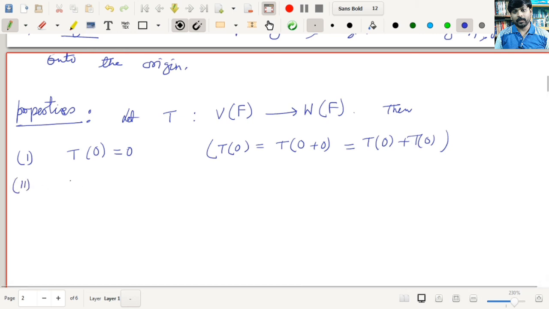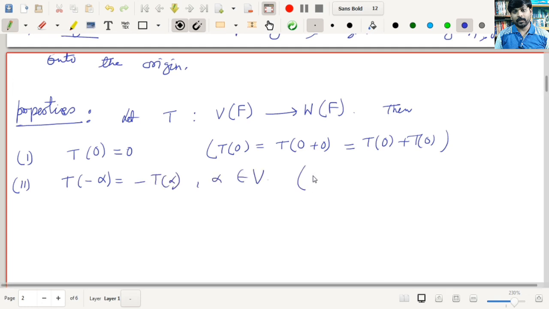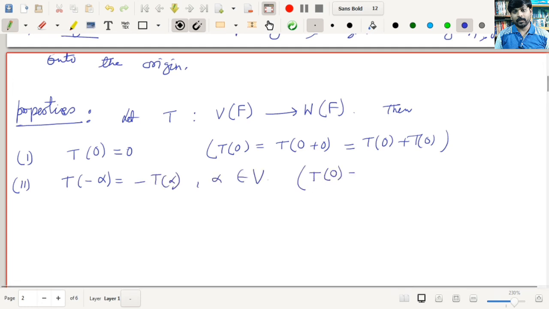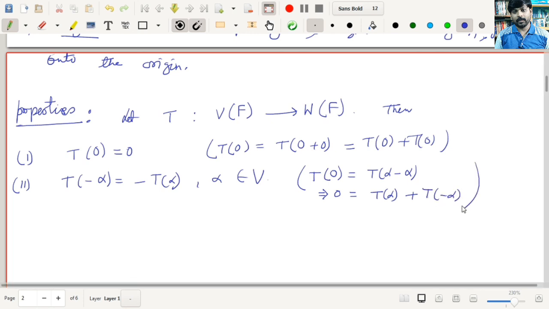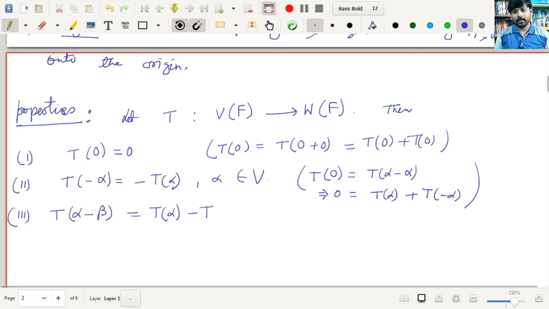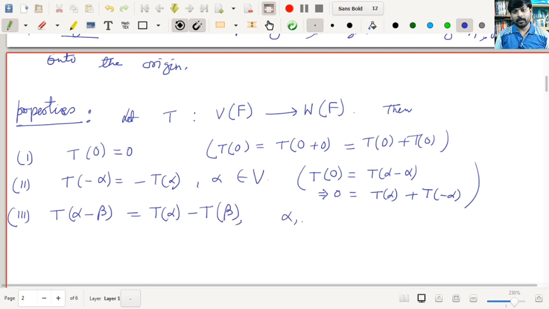The next property is T(-alpha) = -T(alpha), because T(0) can be written as T(alpha - alpha), which is 0. It can be written as T(alpha) + T(-alpha), and from this it follows that T(-alpha) = -T(alpha). So naturally we can write T(alpha - beta) = T(alpha) - T(beta), where alpha and beta belong to the vector space V.